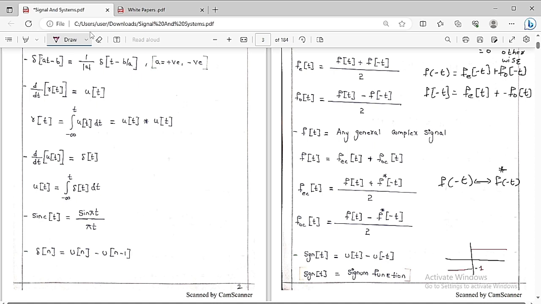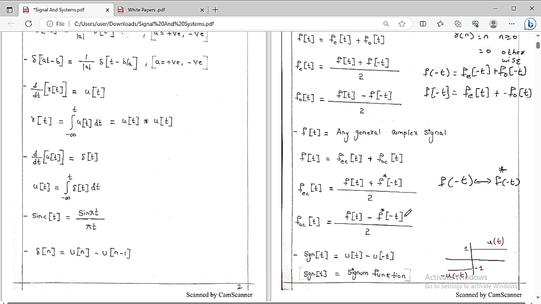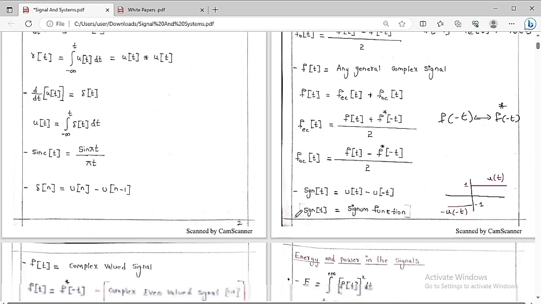So this is minus 1, this is plus 1. This is nothing but u of t, and this is nothing but minus of u of minus t. With the addition of these two signals, we are going to get signum of t. So signum of t is equal to u of t minus u of minus t. With the addition of these two signals, we get the overall signal, which is called the signum of t. This Sgn of t is called the signum function. These things you always have to keep in mind.